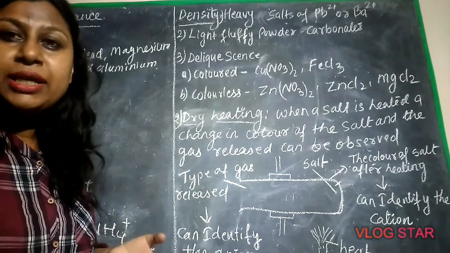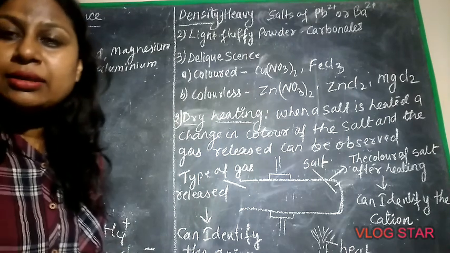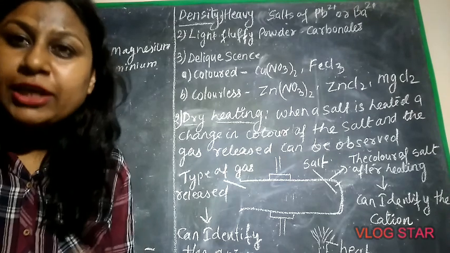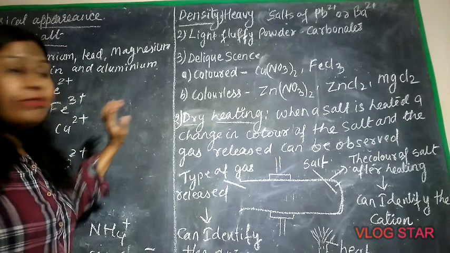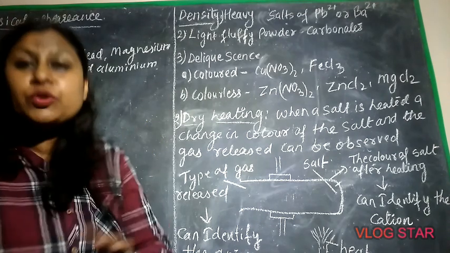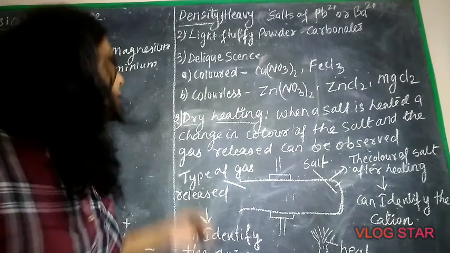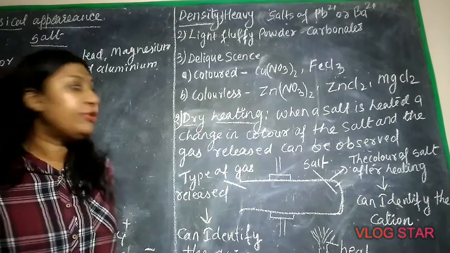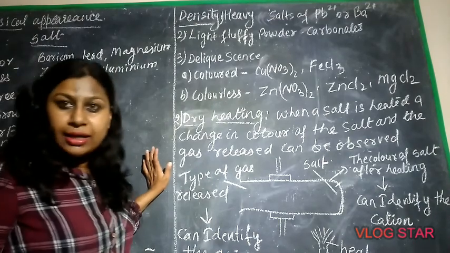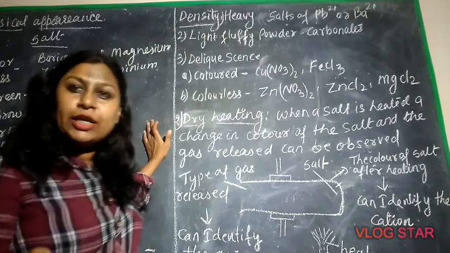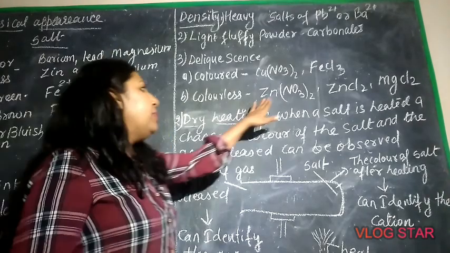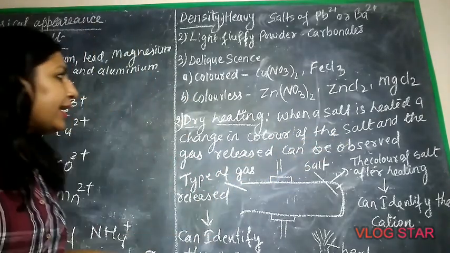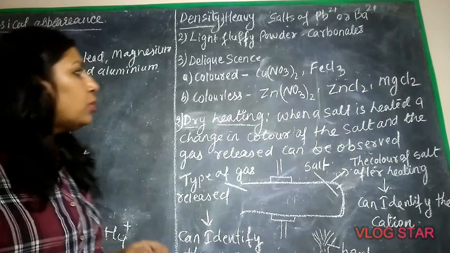Now another property is deliquescence. Some salts have the property that they can absorb water when exposed. If it is colored and deliquescent, that is, it has absorbed some water and become moist, it can be copper nitrate, Cu(NO3)2, or FeCl3. And if it is colorless and deliquescent, it may be zinc nitrate, zinc chloride or magnesium chloride: Zn(NO3)2, ZnCl2 or MgCl2.